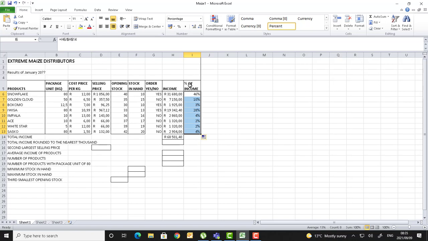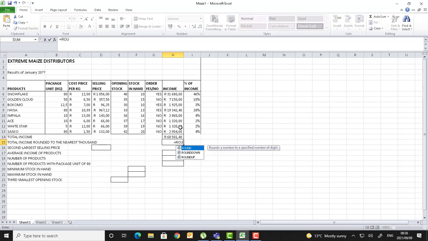Okay. Number F. Total income rounded to the nearest thousands. So total income here, rounded to the nearest thousand. So now total income, it means this one. We are just going to round it to the nearest. So we are not going to round it to how many decimals. It's just going to be a ROUND function, equals ROUND.